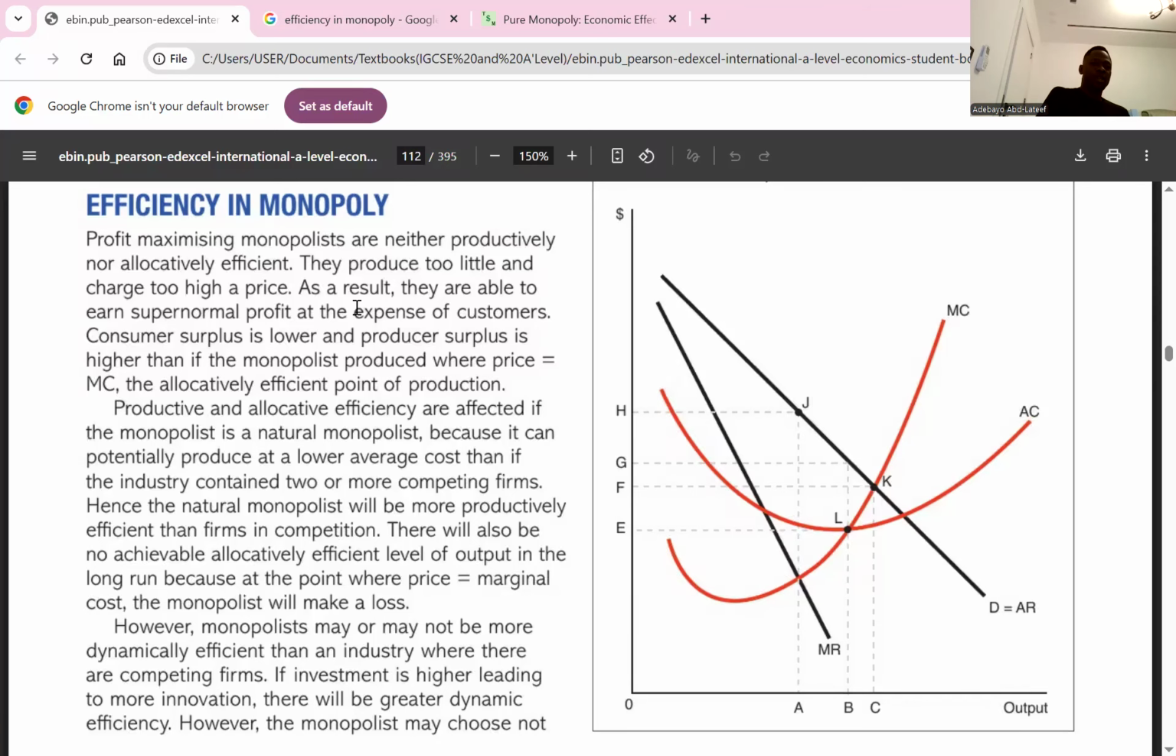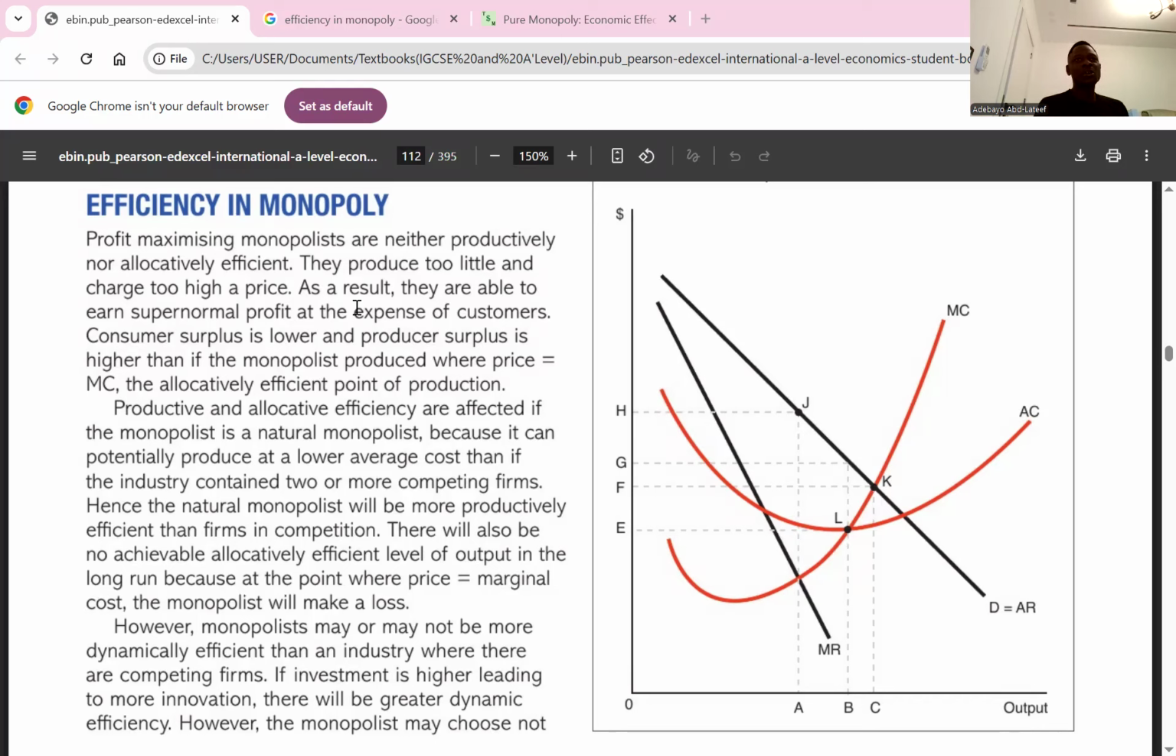So we're rounding up monopoly, efficiency in monopoly. Monopolies are generally considered inefficient due to their lack of competition, leading to underproduction and higher prices compared to competitive markets. So most of the time, economists consider monopolists to be inefficient, mostly because they don't have competitors.